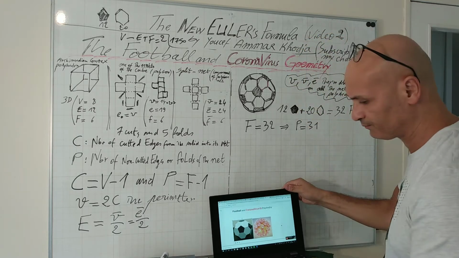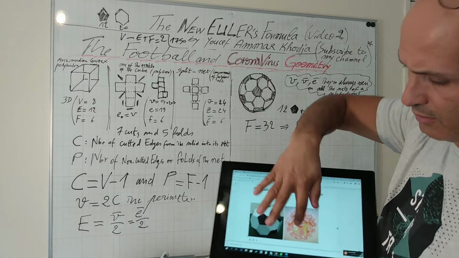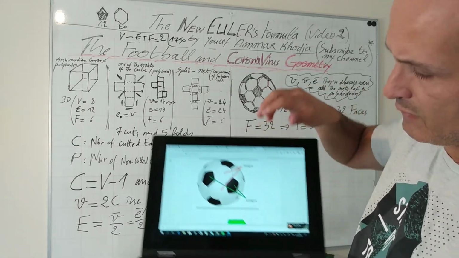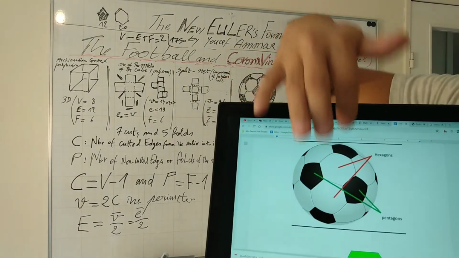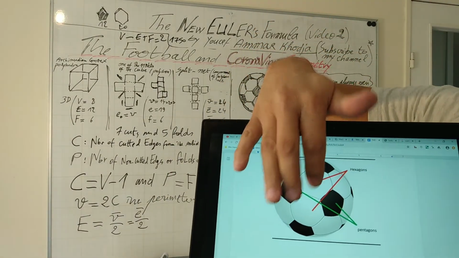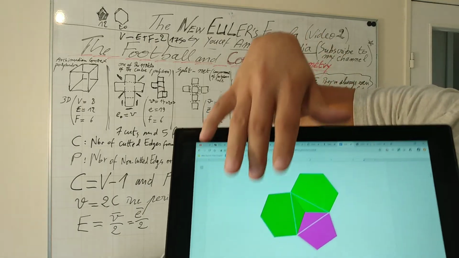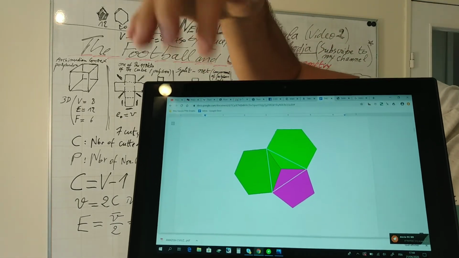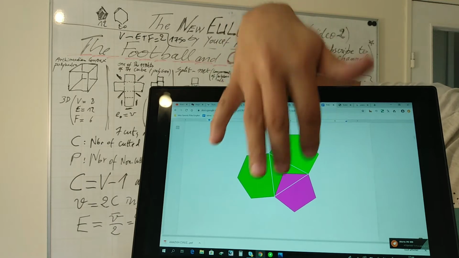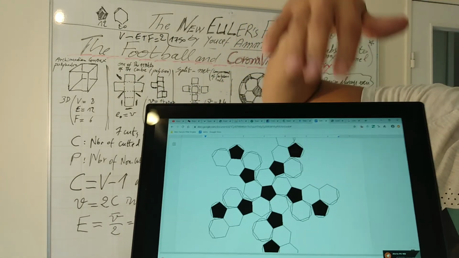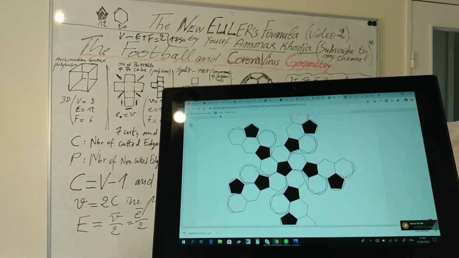I've got here a net of, you see here, this is a real football with hexagons and pentagons, black pentagons. This is the way that the pentagons and the hexagons are connected to a pentagon. And now this is one of the nets of the football skin.